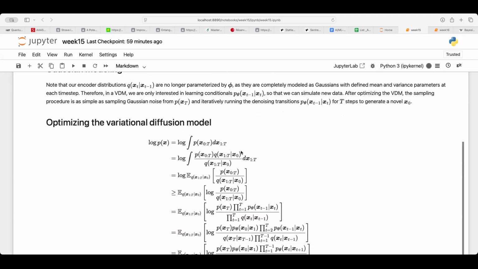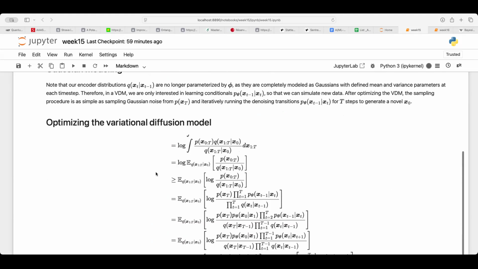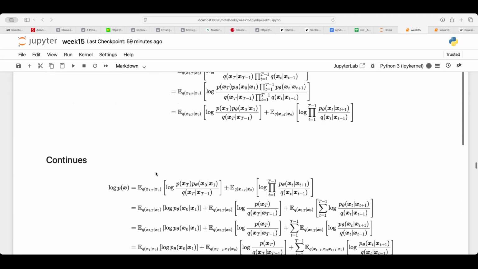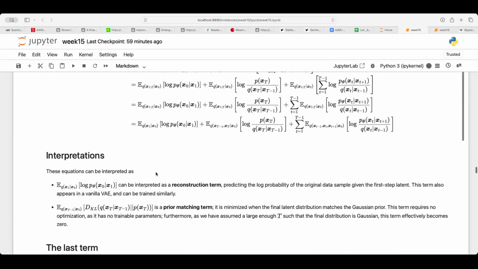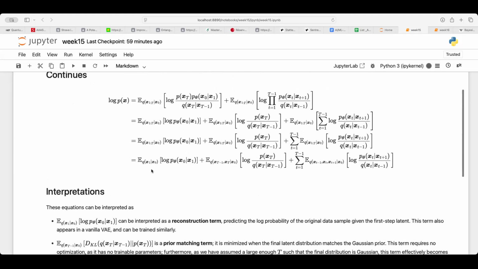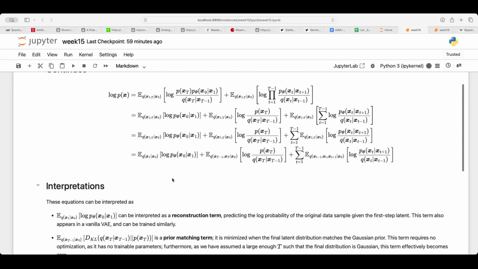So when we're optimizing this, this is now the kind of equation which we ended up with last time. So if I scroll down a little bit, we actually went through these discussions. We end up with a calculation of a set of expectation values. Some of these can be calculated analytically, and some of them have to be evaluated by Markov chain Monte Carlo sampling. And the first term, which you have here, is a so-called reconstruction term, and that predicts the log probability of the original data sample given the first latent step.